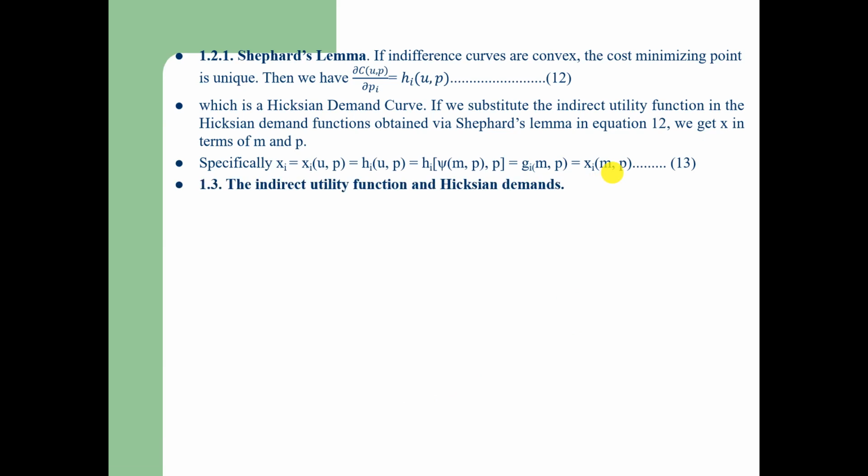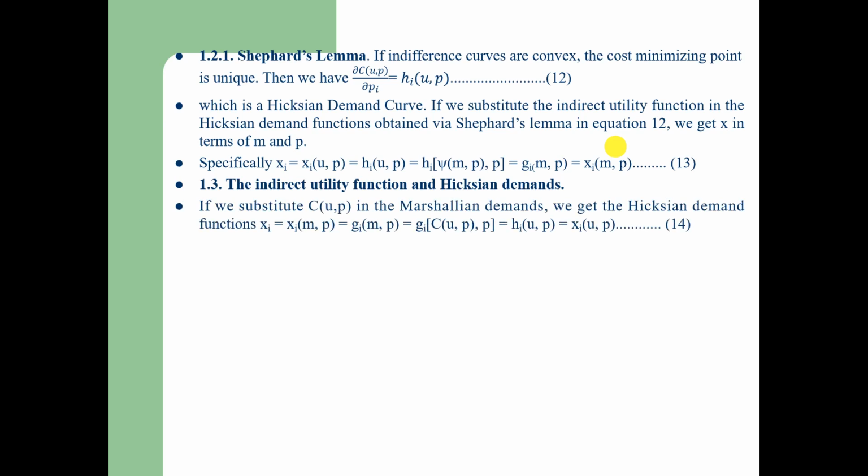After this, we will discuss the indirect utility function and the Hicksian demands. This is basically the Marshallian demand function for the ith good, and we have a number of functions like this depending upon the number of goods. Then we switch over to the indirect utility function and the Hicksian demands.